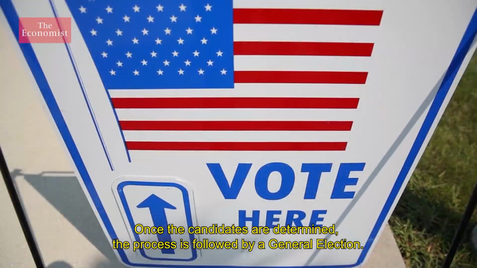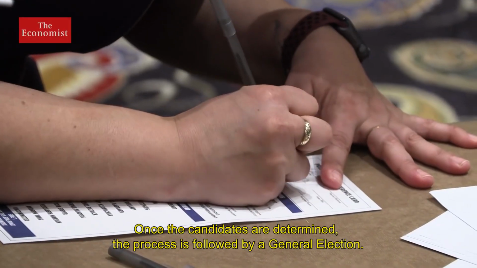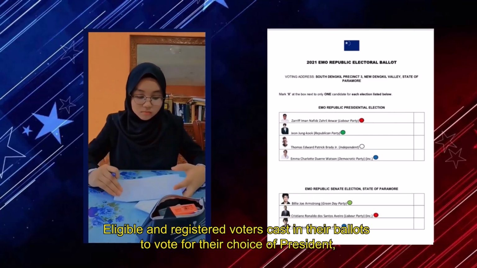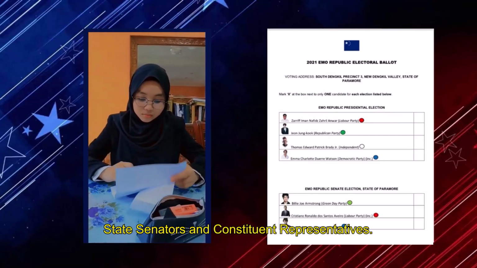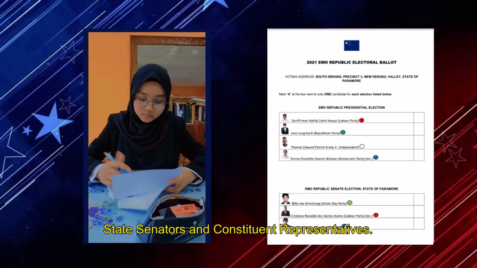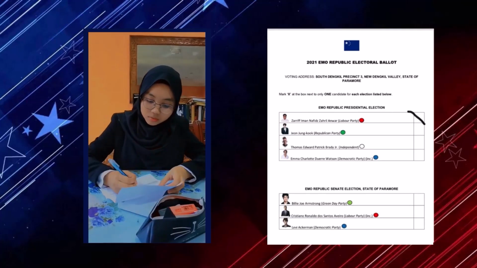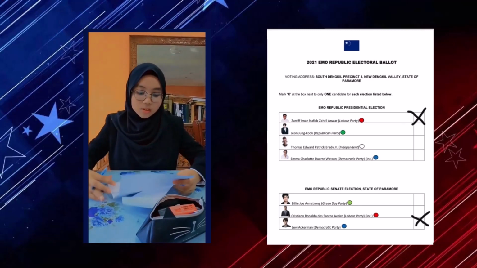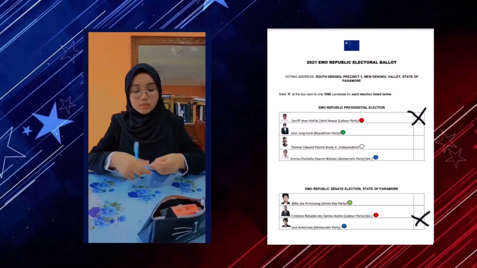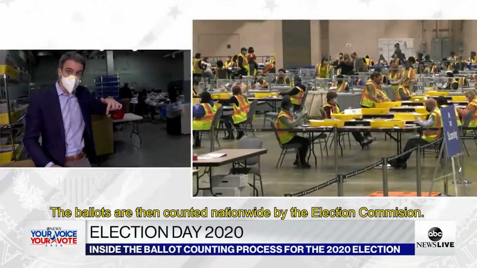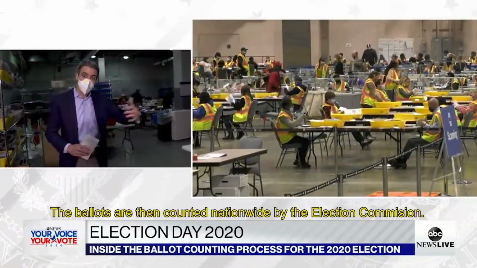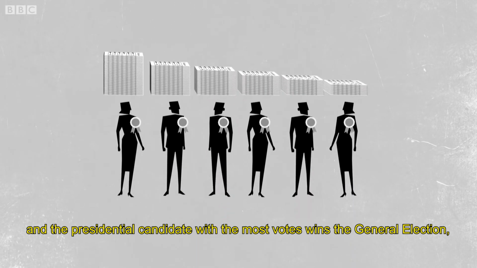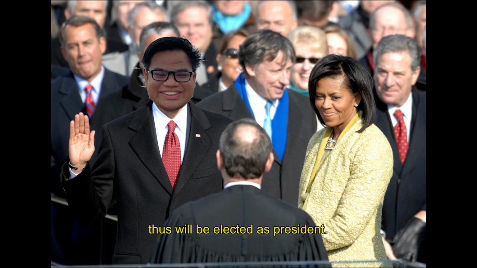Once the candidates are determined, the process is followed by a general election. Eligible and registered voters cast in their ballots to vote for their choice of president, state senators, and constituent representatives. The ballots are then counted nationwide by the Election Commission, and the presidential candidate with the most votes wins the general election, thus will be elected as the president.